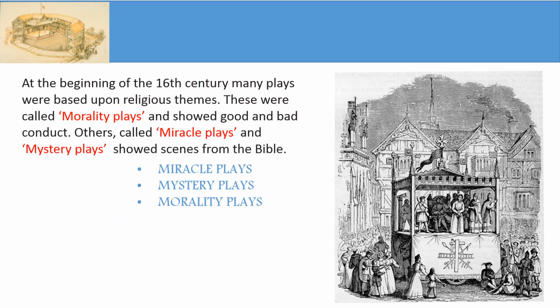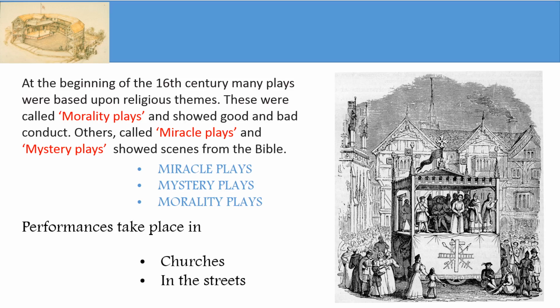In the beginning of the 16th century, many plays were based upon religious themes. They were called morality plays and showed good and bad content. Others, called miracle plays and mystery plays, showed scenes from the Bible. So these are three types of plays: miracle plays, mystery plays and morality plays. These performances took place in churchyards and also in the streets.